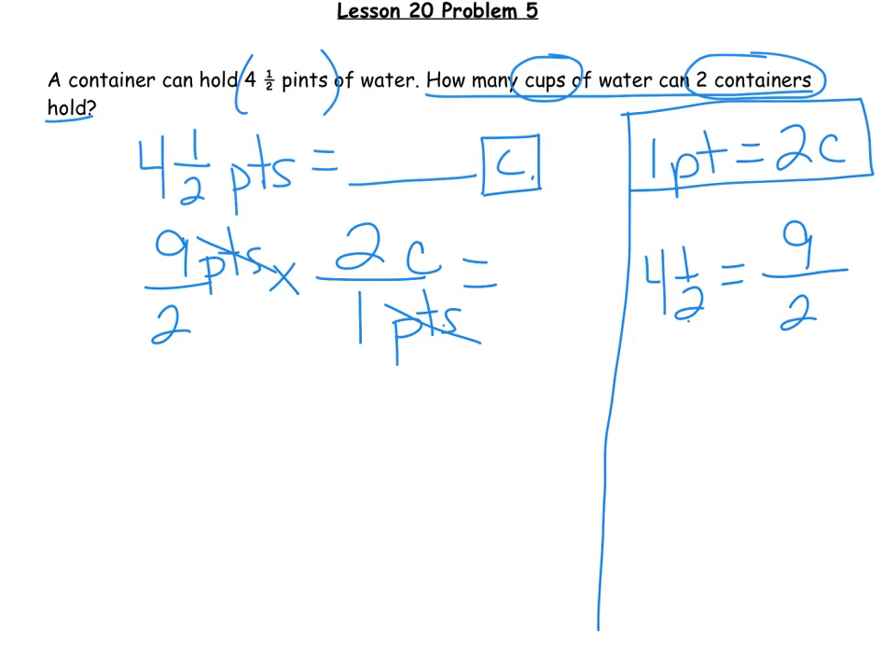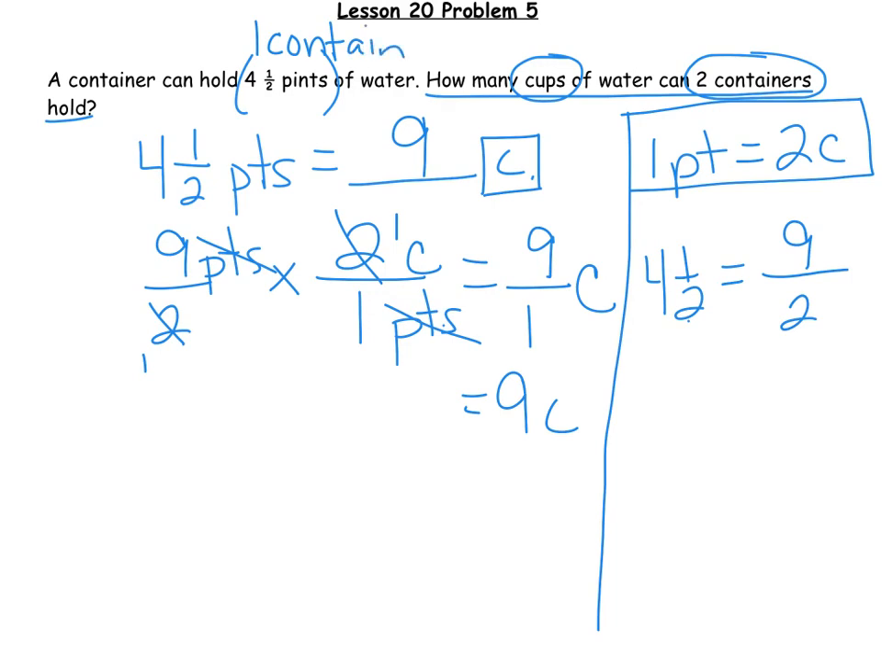So, can I simplify? Yes, I can. 2 divided by 2 is 1. 2 divided by 2 is 1. 9 times 1, 9. 1 times 1 is 1. This is cups, which is equal to 9 cups. But that's for one container. So I need to figure it out for 2 containers. This is 1 container. Holds 4.5 or 9 halves.